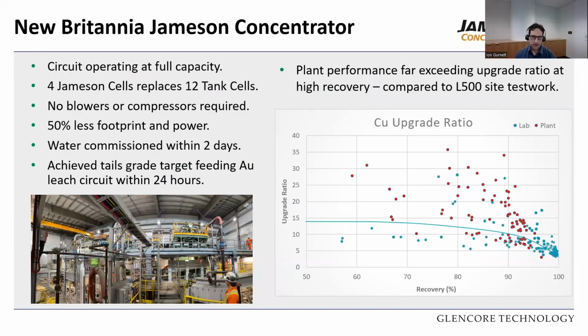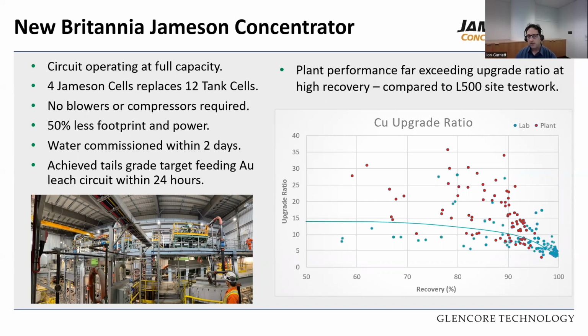Now, the circuit is currently operating at full capacity. When this originally went in, 4 Jameson cells replaced 12 tank cells. By doing so, they reduced their need to install blowers or compressors. They found in their trade-off study with Hudbay that they had 50% less footprint and power. And probably the most exciting part was they commissioned the entire float circuit within 2 days. They achieved their tails grade feeding the gold CIP circuit within 24 hours.